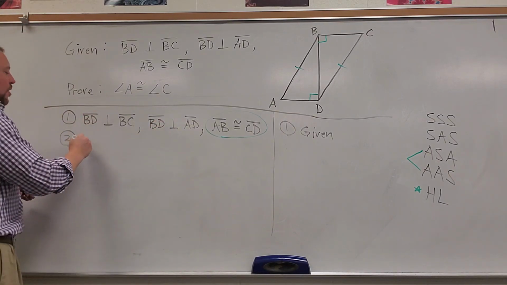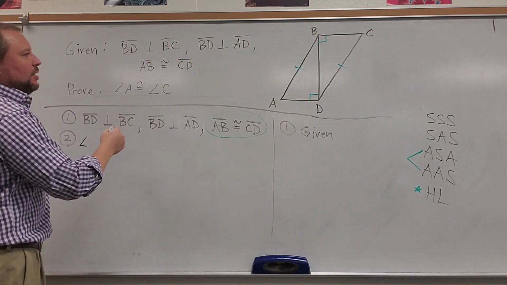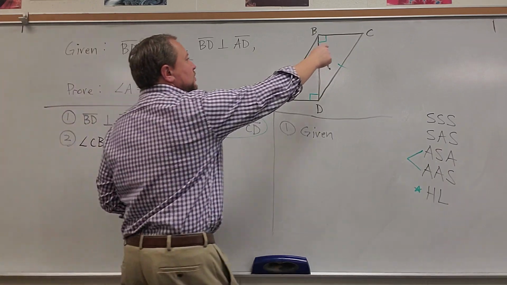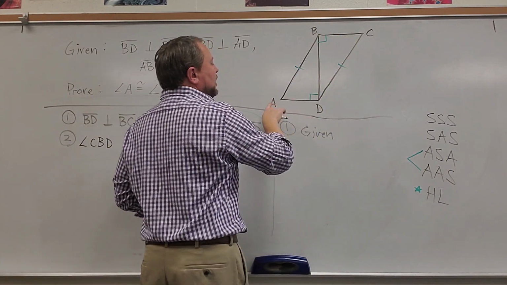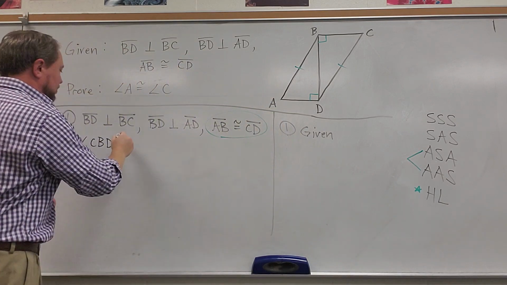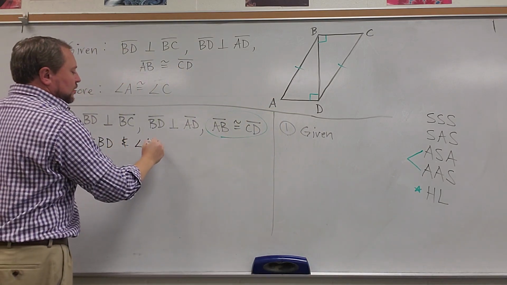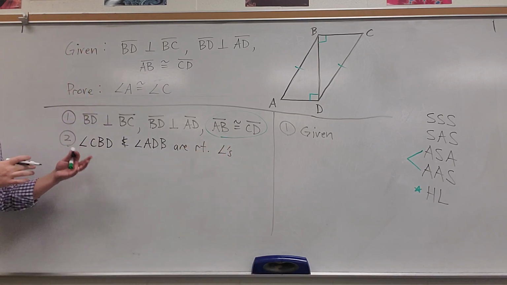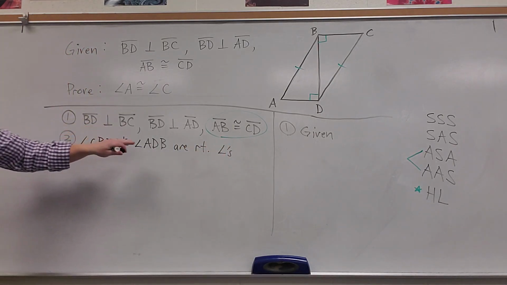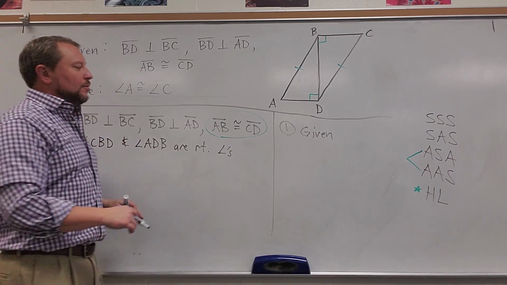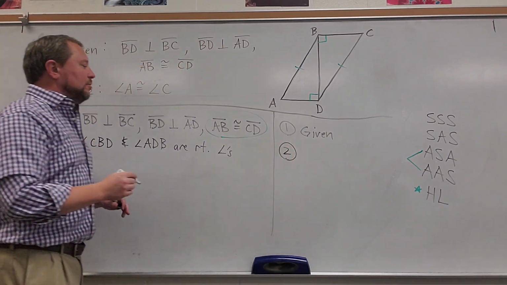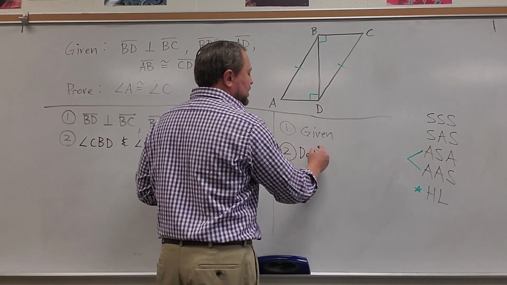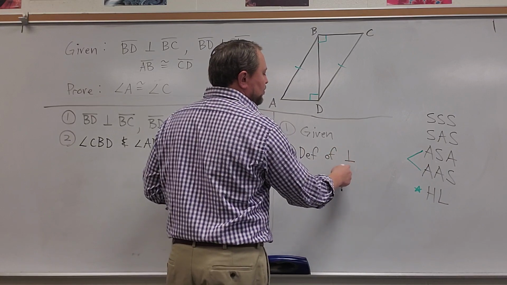You know, our first step is going to be simply to state that angles CBD and ADB are right angles. We got to kind of do it in stages. So we're going from saying they're perpendicular to saying they're right angles. The reason? Well, we knew it was true because of the perpendicular part. So we're simply using the definition of what it means to be perpendicular.